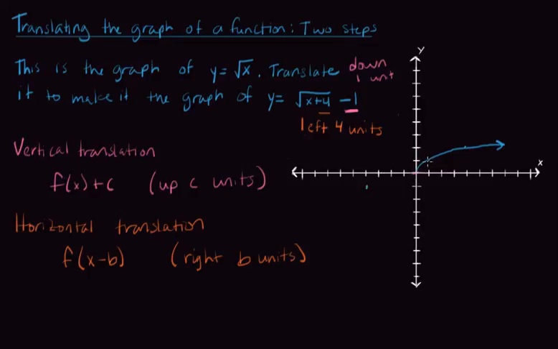Now I have this point 1, 1, which is up 1 and over 1 from here, so that's this point. And then when I go over to, I have 2, 4, so going over, that would be right here. So my new graph looks something like that. And that's how we translate the graph of a function in 2 steps.